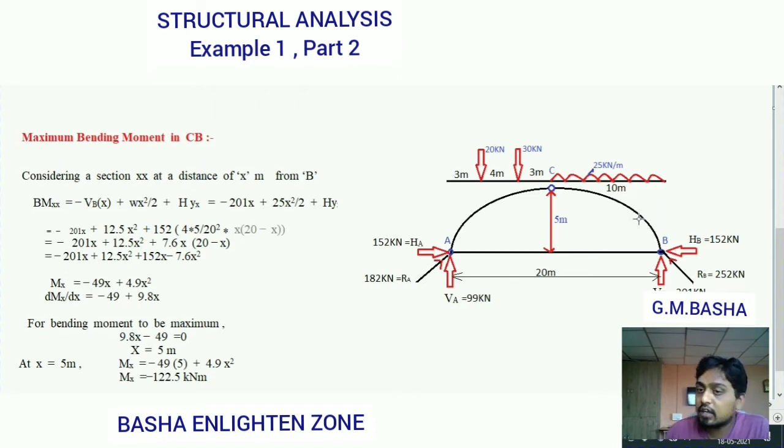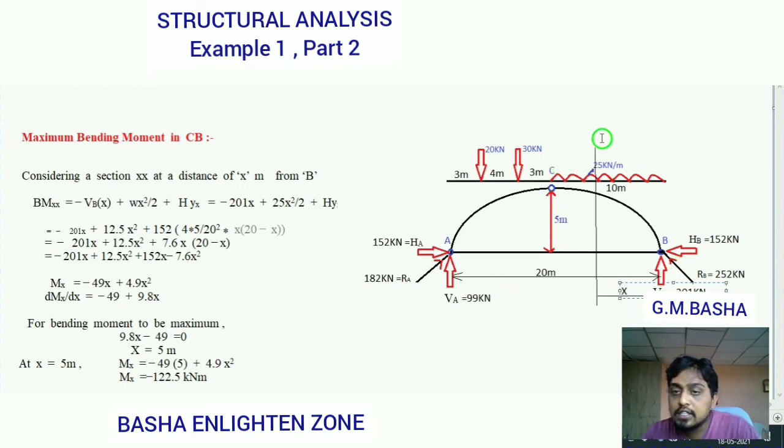For that purpose, please consider any section xx at a distance x from A. So this is the distance x. So find out the distance. I am mentioning that this will be the x distance from A, and this is the xx section. I am considering one section, which is xx, and this point will also be the x point.